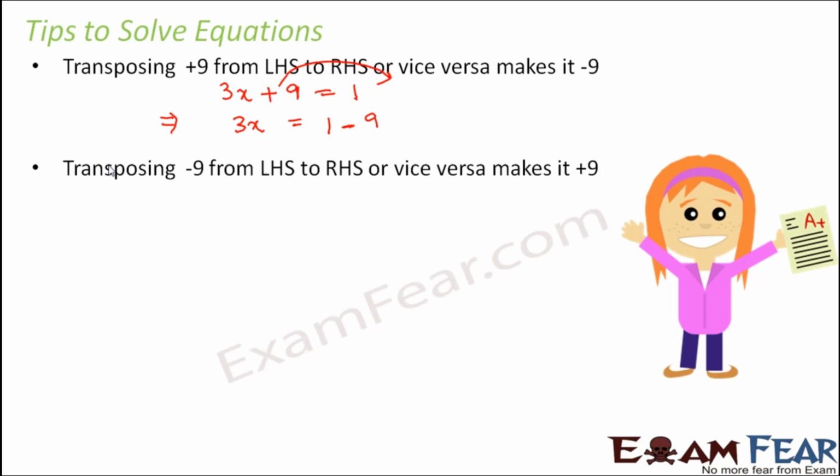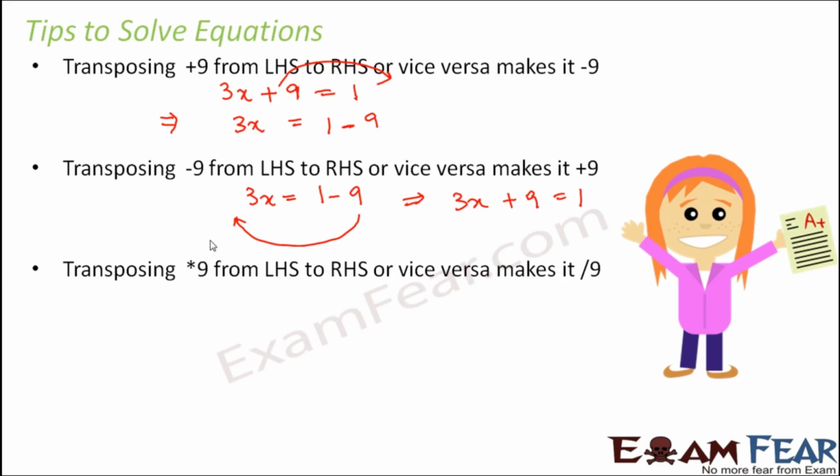Perfect. Similarly, if we are transposing a negative number from one side to another, then it becomes a positive number. Now in this case, let's take the previous example only. 3x is equal to 1 minus 9. Let's say if you want to move this 9 from right hand side to left hand side, then what happens? In this case, 3x plus 9 is equal to 1 because 9 is moving to the other side. So minus will become plus.